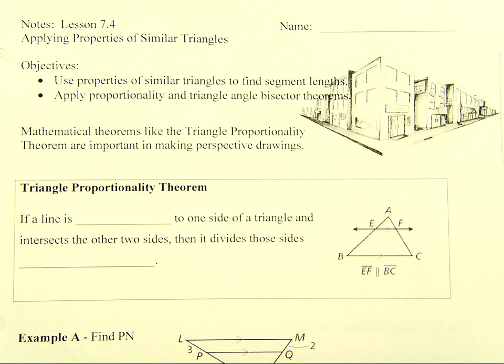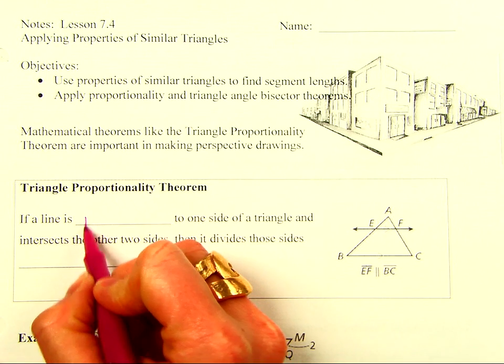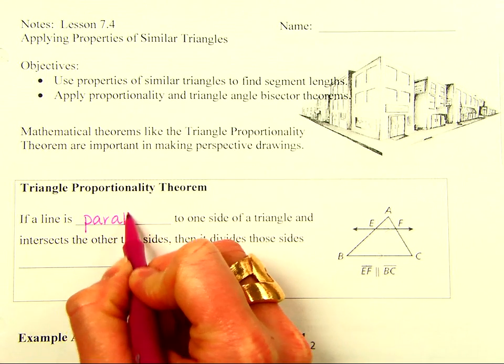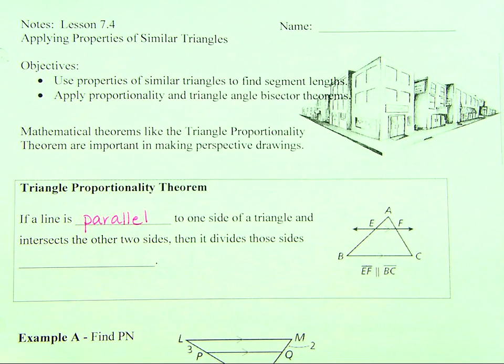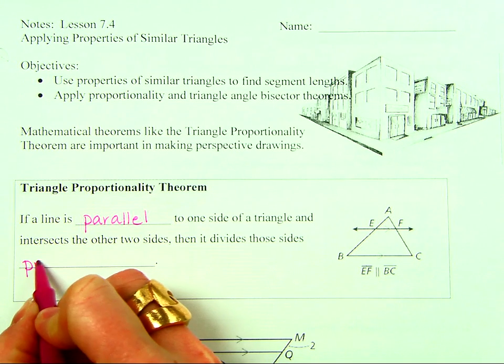In lesson 7.4, we are still going to be discussing similar triangles. Today we're going to be talking about a few more properties and we're going to apply them. The first one is the triangle proportionality theorem. And the triangle proportionality theorem says that if a line is parallel to one side of a triangle and intersects the other two sides, it divides those sides proportionally.